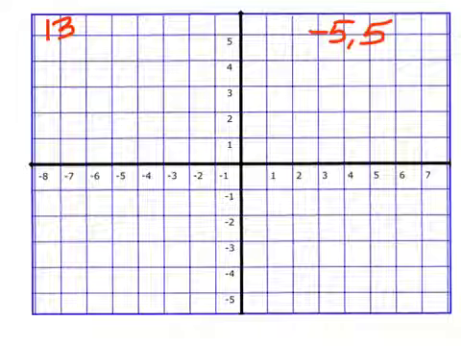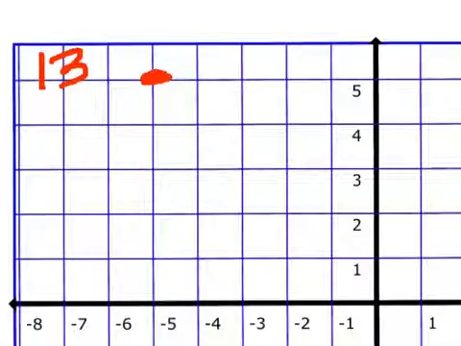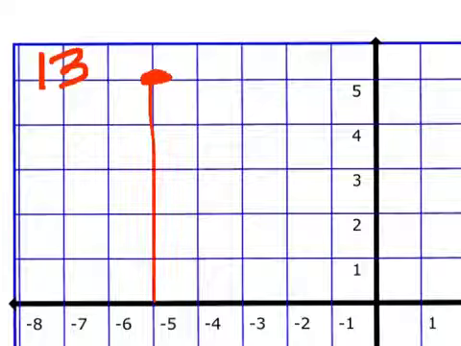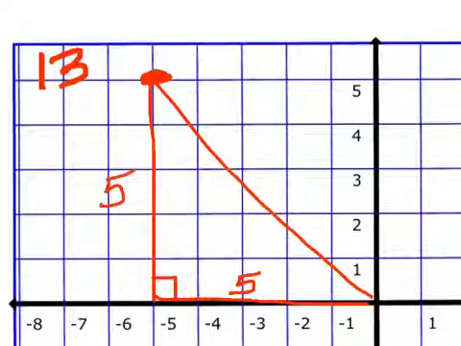Problem number 13. We go back 5 and then up 5. That should put you there. We'll zoom in on this. Draw out the triangle. And that's a right triangle. We went back 5, but that's still a positive 5 value for the side. And then we went up 5.